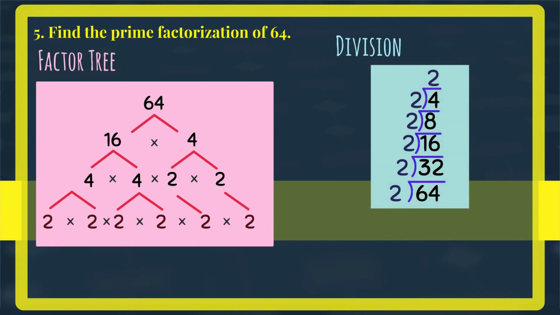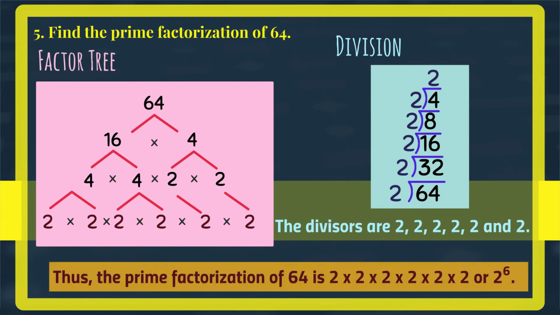Using division, the divisors that will be used are 2, 2, 2, 2, 2, and 2. We have 6 2's. Thus, the prime factorization of 64 is 2 times 2 times 2 times 2 times 2 times 2. Or to make it simple, we can write it as 2 raised to the 6th power.